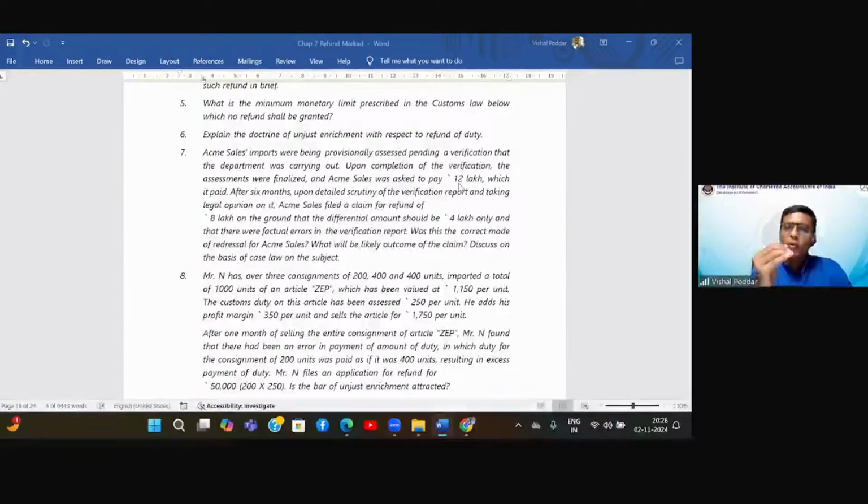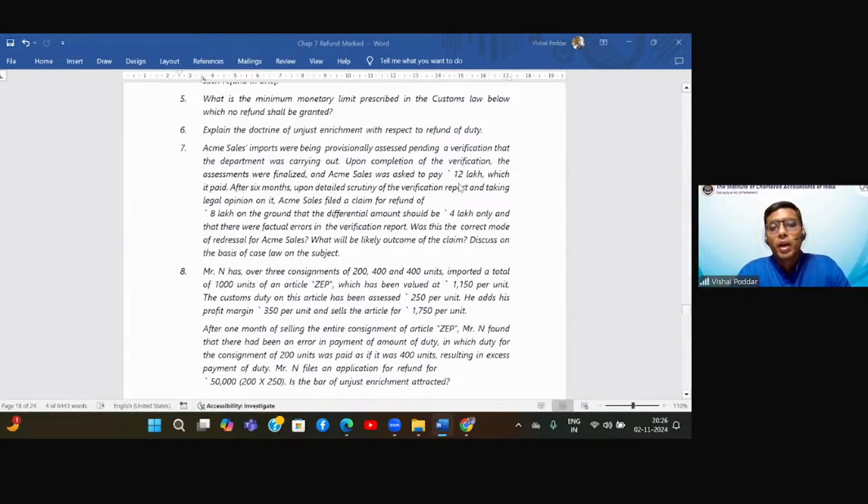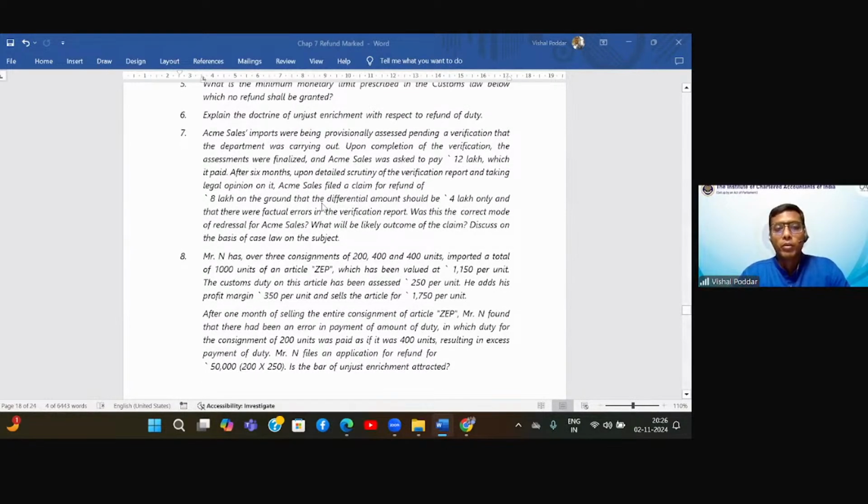It should have been only 4 lakhs. It means the 8 lakhs which are demanded are excess, which should be refunded back to you. So you filed refund for 8 lakhs on the ground that the differential amount should have been only 4 lakhs, and that there were factual errors in the verification done by the department. Fine. So these are generally how the litigation happens.